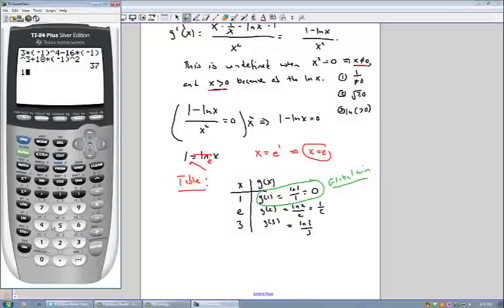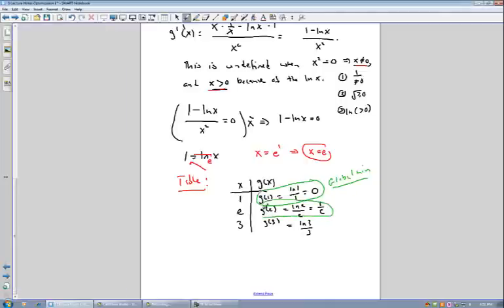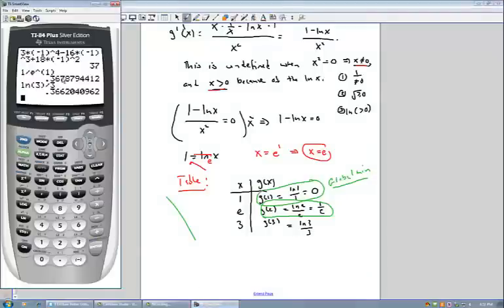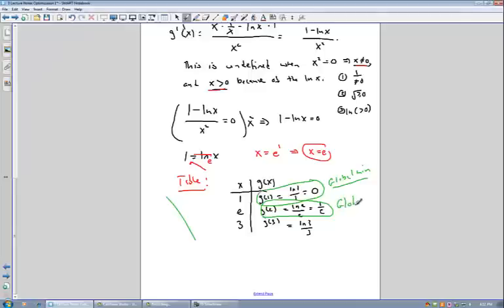calculator to determine this. So 1 over e, so 1 over second, e to the 1. And I get out 0.3678, and then I plug in ln of 3, in parentheses, divided by 3, and I get out almost the same thing, but this one is a little bit bigger. All right, so if you look on here, 1 over e is just slightly bigger than ln of 3 over 3. So this is my global max.